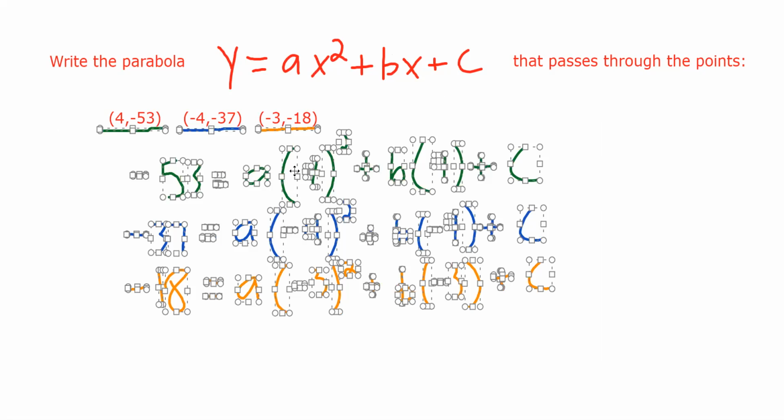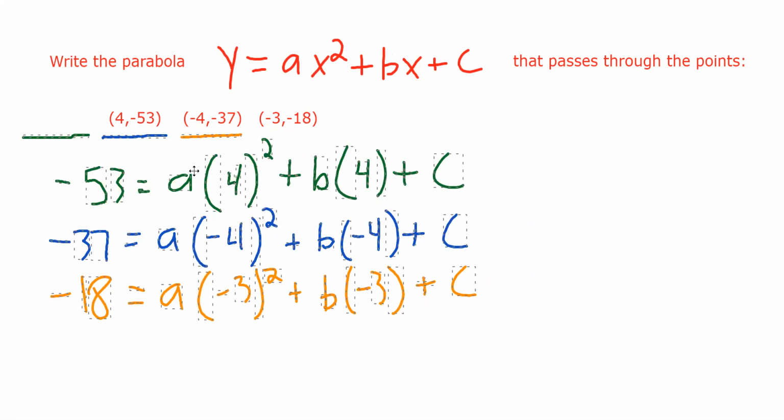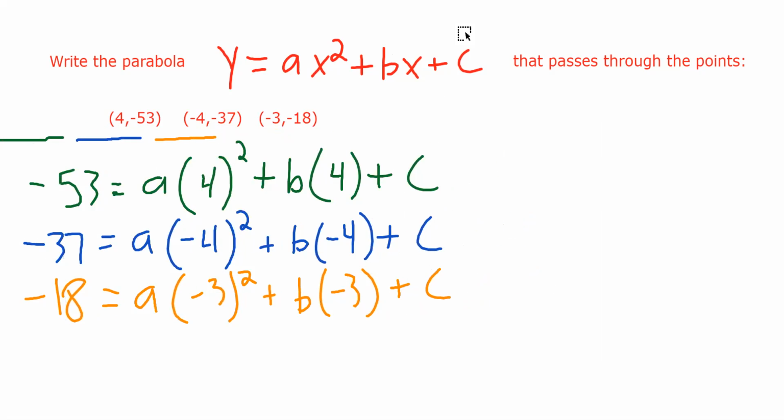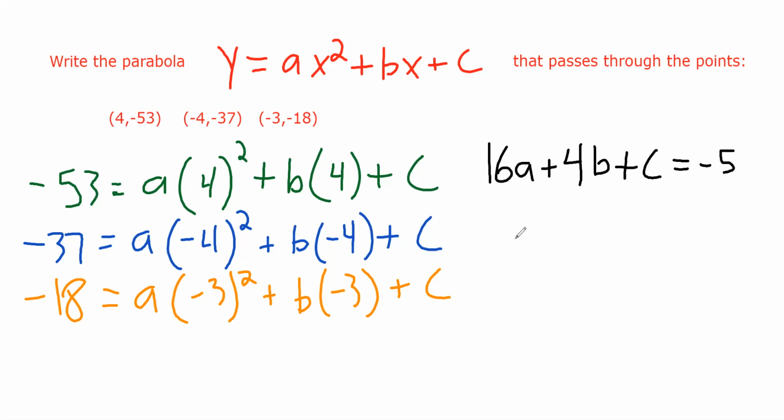So we're going to end up being able to create a system of three equations with three unknowns. This first equation will basically become, let's think about it, 4 squared is 16, so it'll be 16a plus b times 4 is 4b plus c equals negative 53. That's another way of writing this first equation, just simplifying it, putting my variables on the left-hand side, which is where I usually like them.